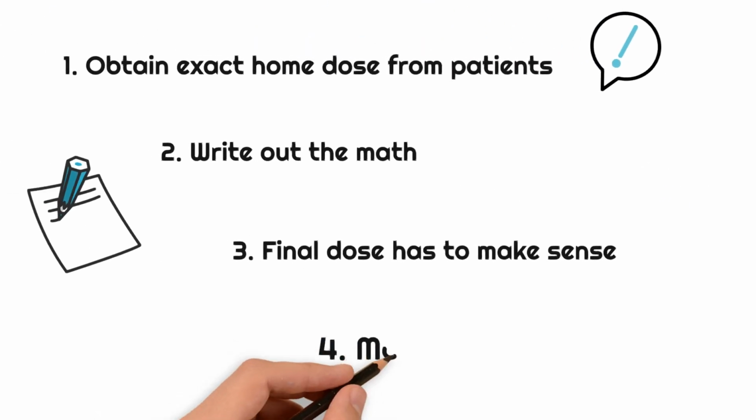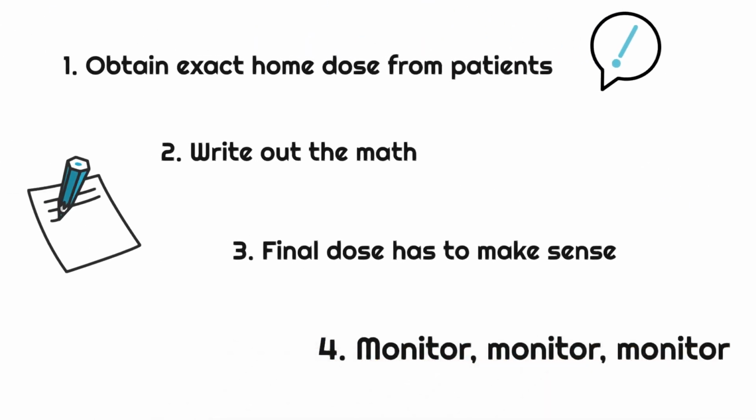The last tip is probably the most important one. Know that any conversion we get is an approximation at best after all. We have to monitor very closely and see how the patients are responding to the new opioid. This is especially true when it comes to complex opioids such as methadone.